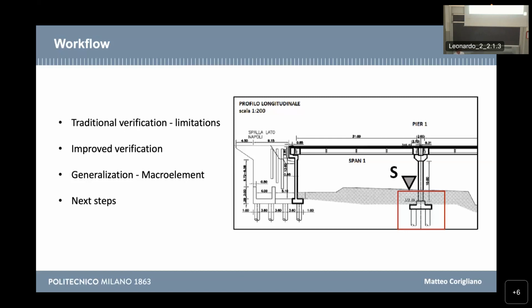So the final objective of the research is to find a tool that must be simple to be used for all the foundations, but at the same time reliable and more sophisticated than the traditional approach, which is oversimplified.